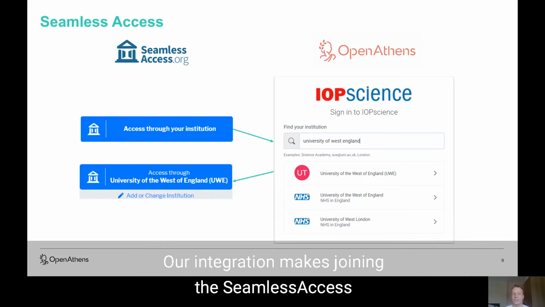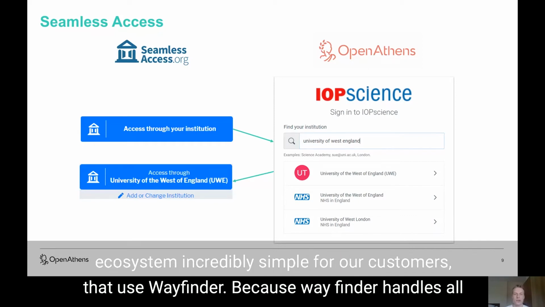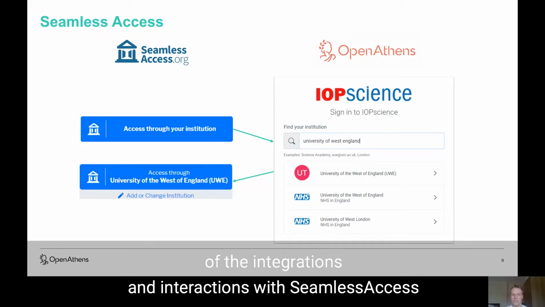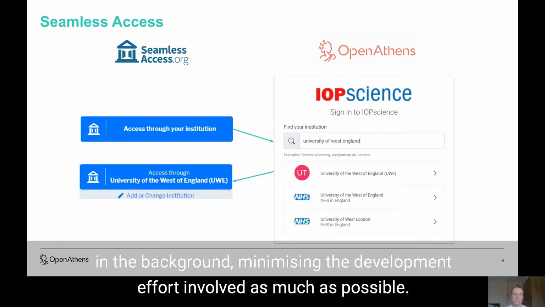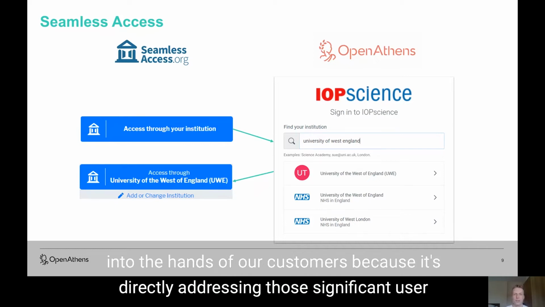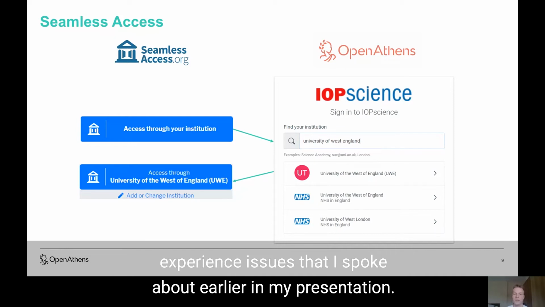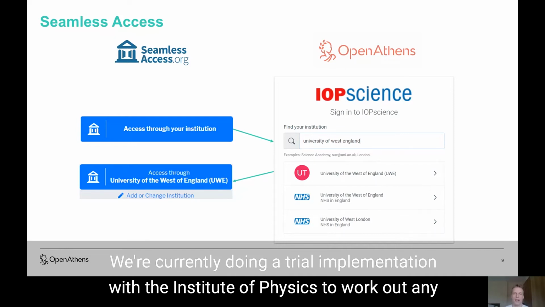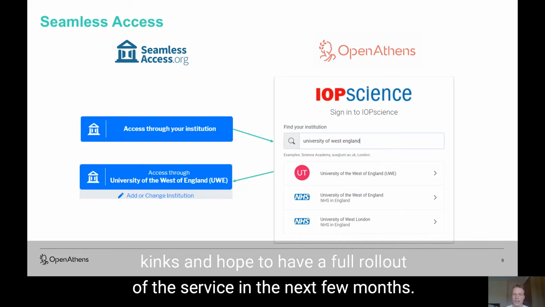Our integration makes joining the Seamless Access ecosystem incredibly simple for our customers that use Wayfinder, because Wayfinder handles all of the integrations and interactions with Seamless Access in the background, minimizing the development effort involved as much as possible. We're really excited to get this out into the hands of our customers because it's directly addressing those significant user experience issues that I spoke about earlier in my presentation. We're currently doing a trial implementation with the Institute of Physics to work out any kinks and hope to have a full rollout of the service in the next few months.